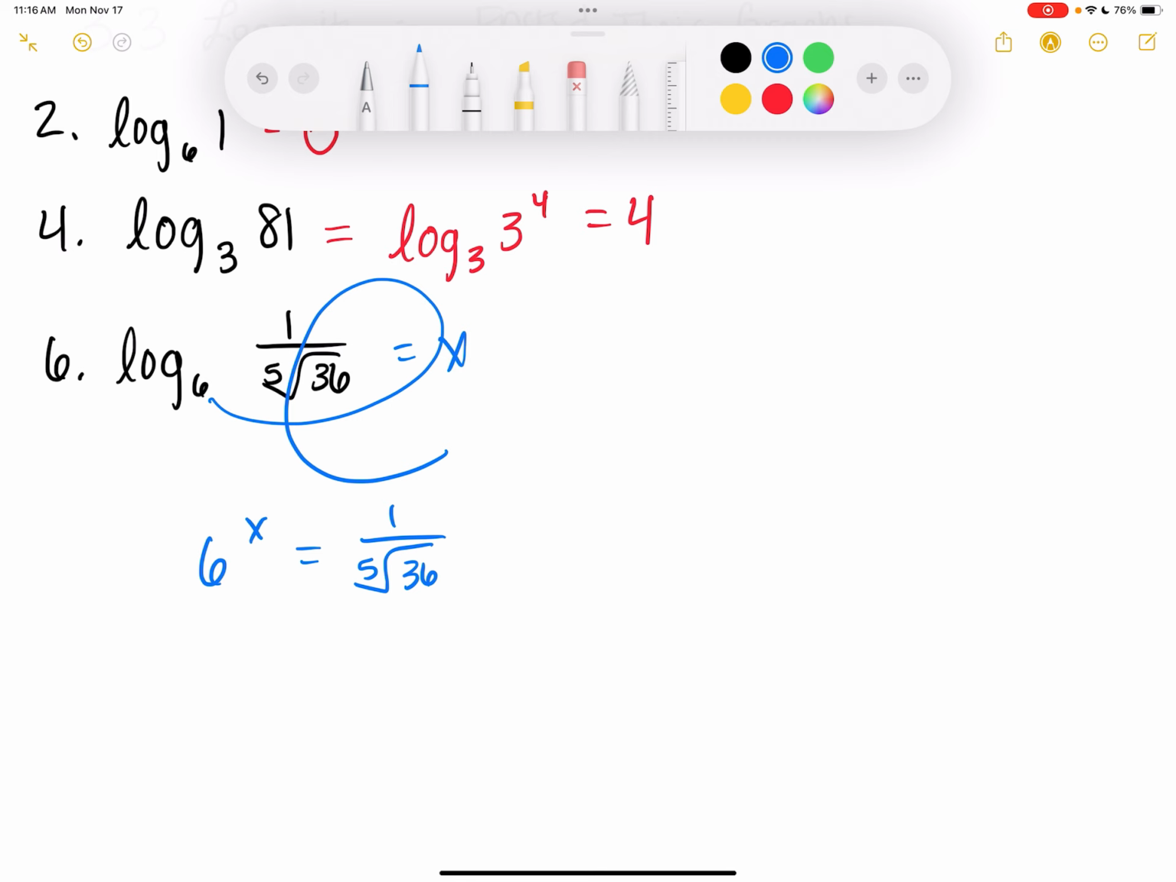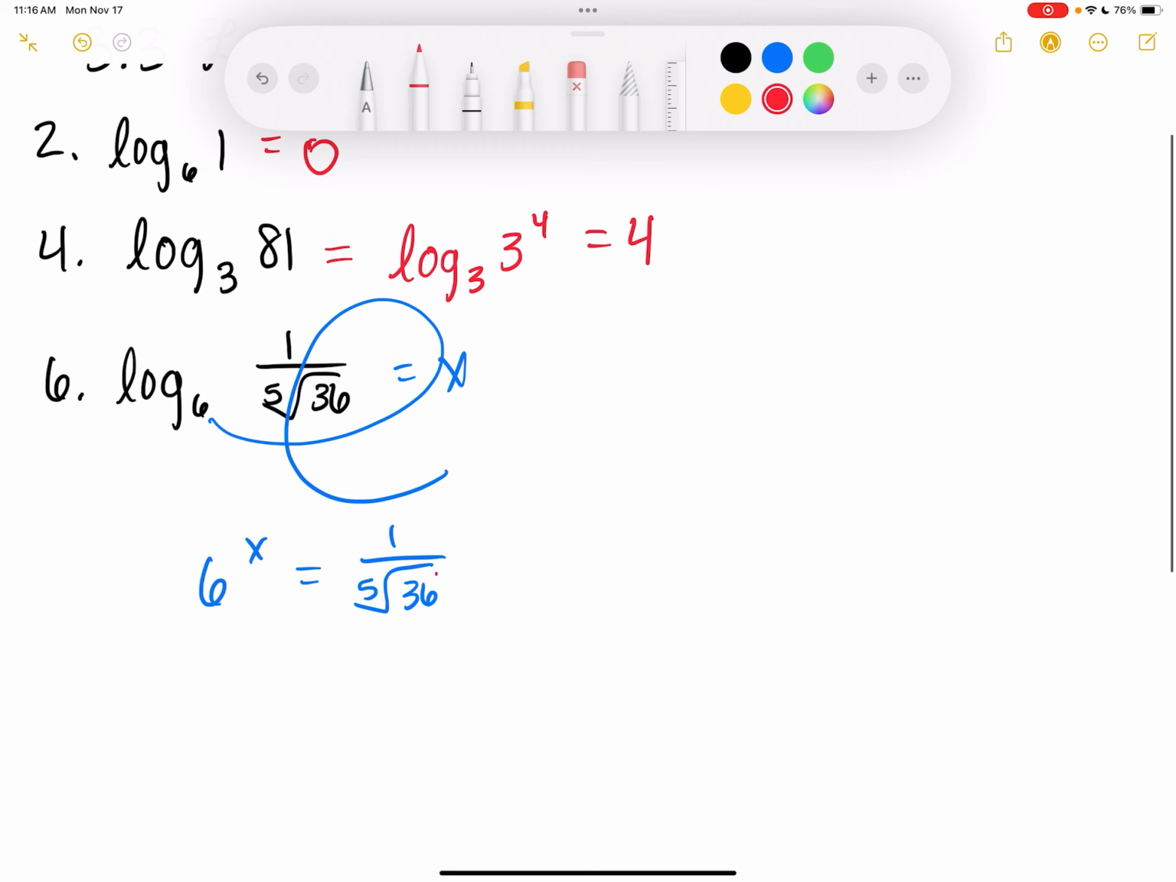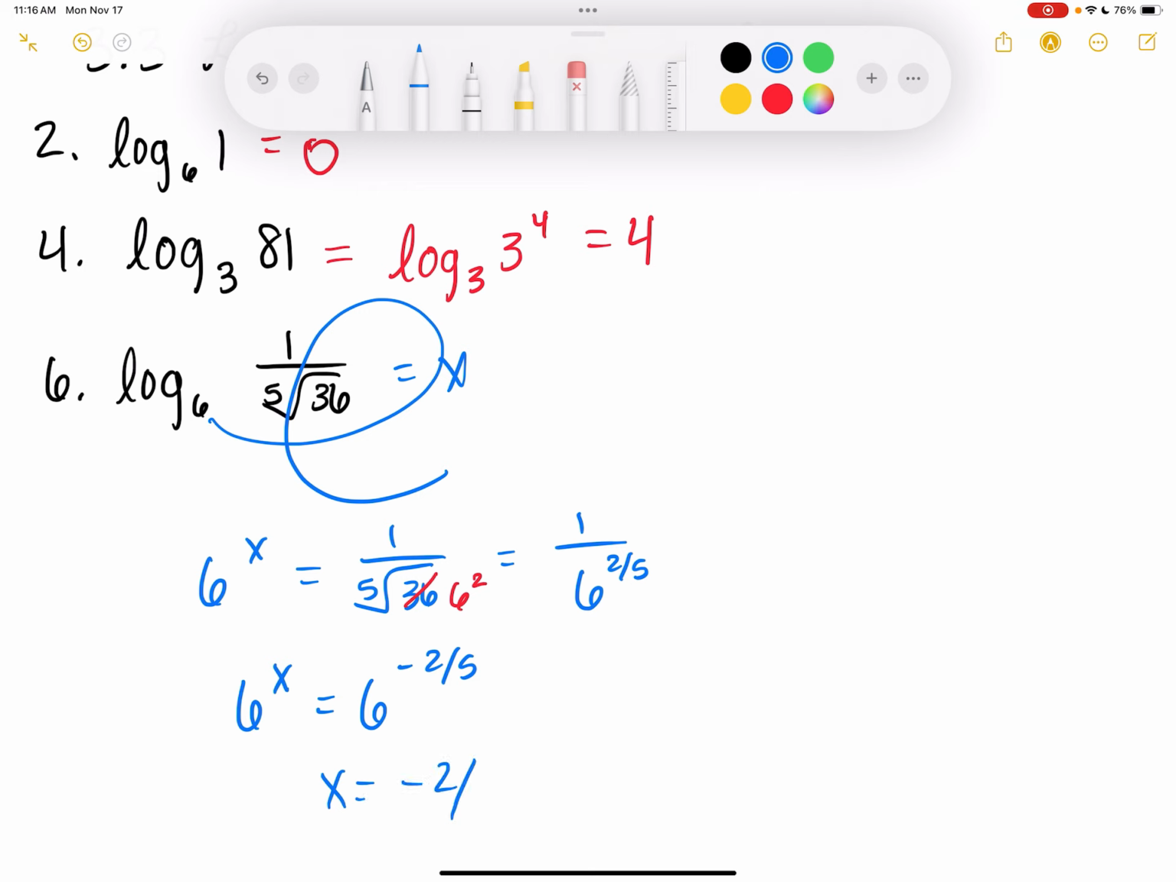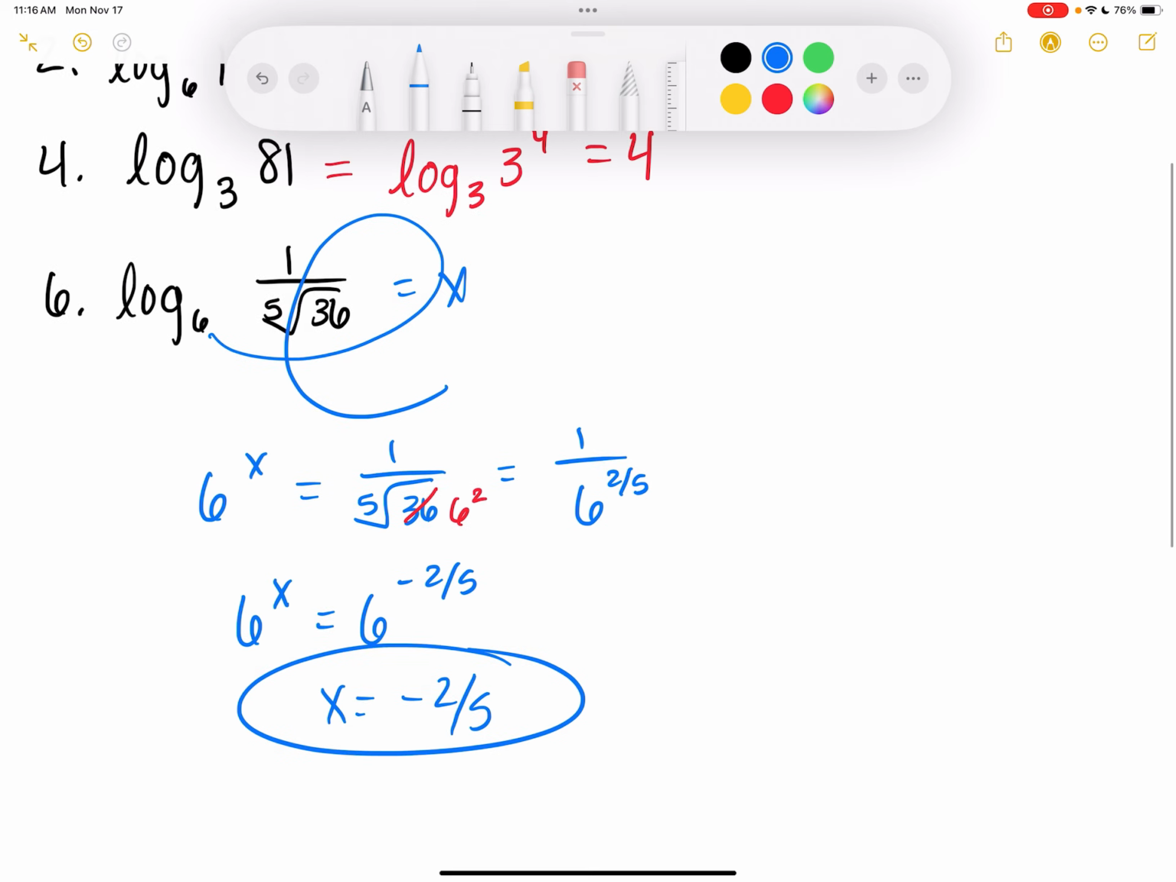6 to the negative 5th? 6 to the negative 2 over 5? Yep. So this 36 is really just 6 squared, right? So I could think about this as 1 over 6 to the 2/5. But I need that on top, so to move that up, we have to change the exponent. So what I end up with is 6 to the x is equal to 6 to the negative 2/5. If they have the same base, then their exponents have to be the same. So x is equal to negative 2/5, which is the answer to that problem. I thought it was 5 times the root of 36.